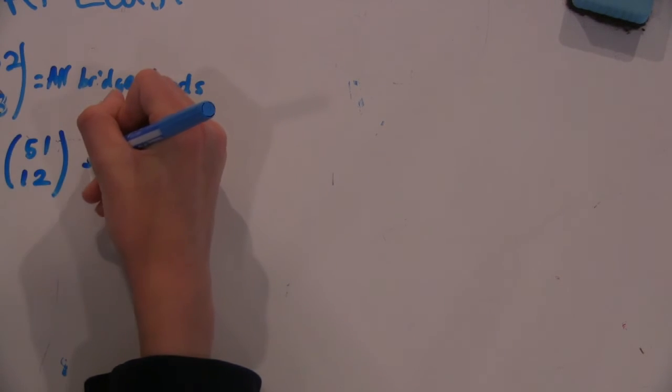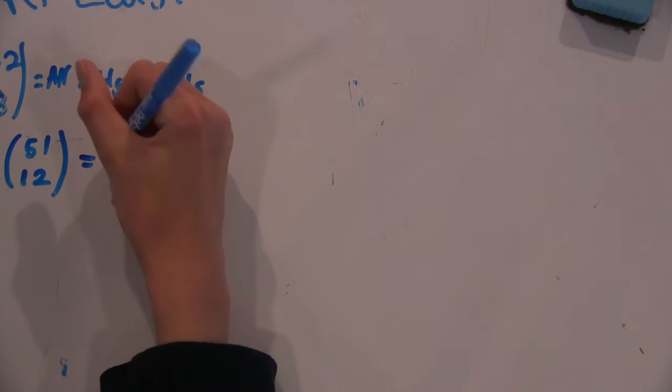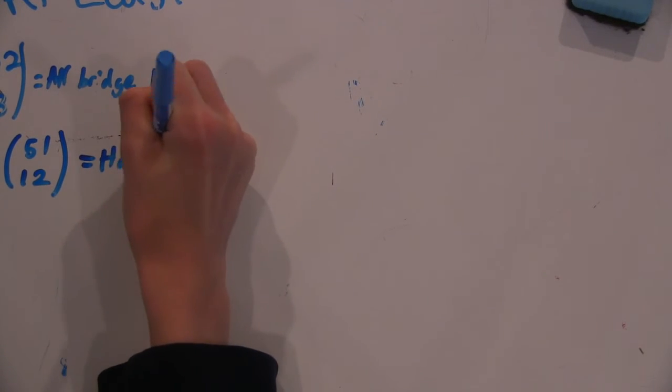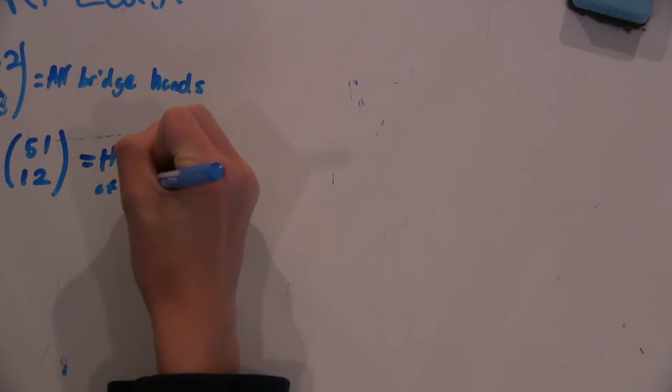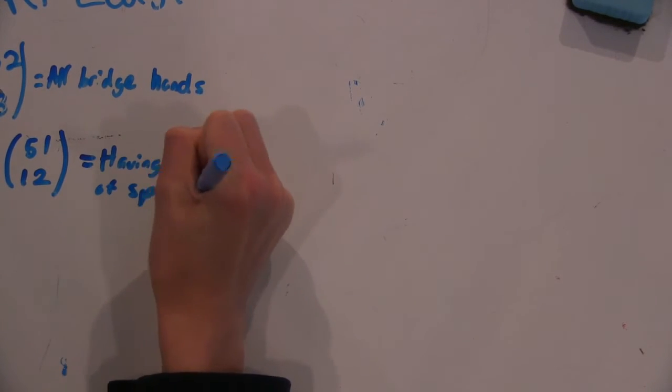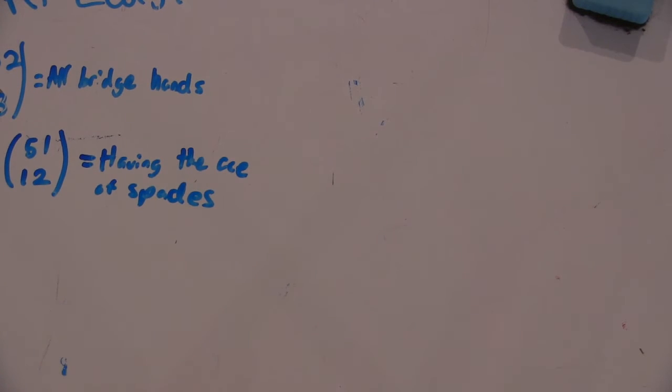And that's having the ace of spades. Alright, so there's 51 choose 12 hands that have the ace of spades, because you pick the ace of spades and then you just pick 12 cards from the remaining 51. Yes. Now, how many of these have more than one ace?